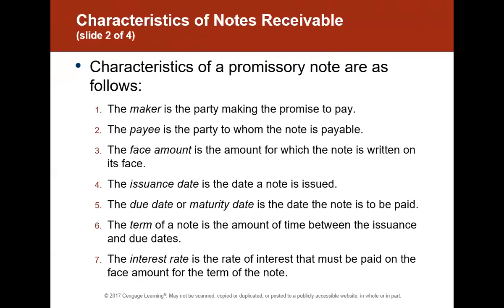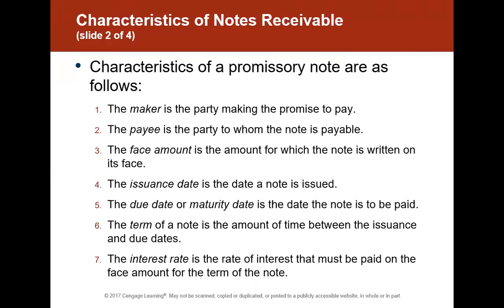Like I just said, it's important to know what the parts of the note are, but it's really not that hard. It makes it look like there are so many parts. The maker of the note is the party making the promise to pay. So the maker of the note is the one saying, "I'm going to pay you." The payee is to whom the note is payable.